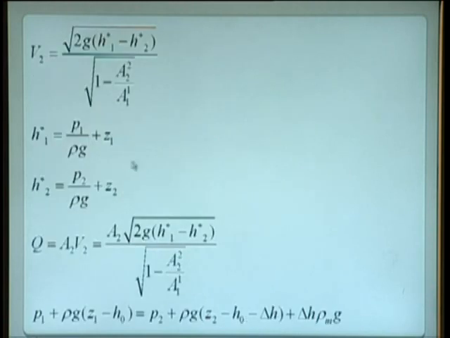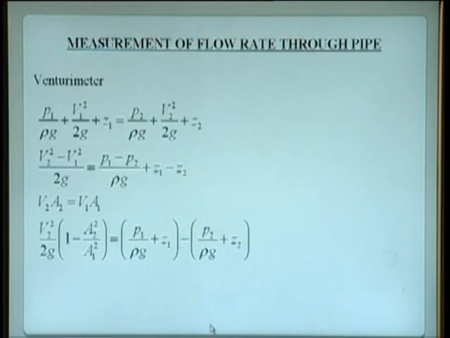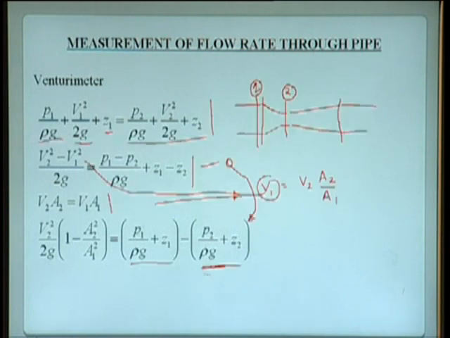So in this equation, P1 over rho g plus Z1 can be written as H1 star, and P2 over rho g plus Z2 may be written as H2 star. Piezometric head at point 1, piezometric head at point 2.